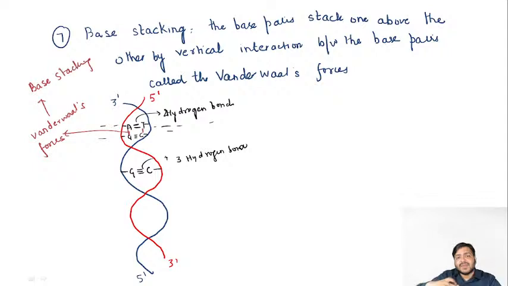एक बेस पेयर के ऊपर दूसरा बेस पेयर, उसके ऊपर दूसरा बेस पेयर, उसके ऊपर दूसरा बेस पेयर. So they are actually interacted in vertical direction also.